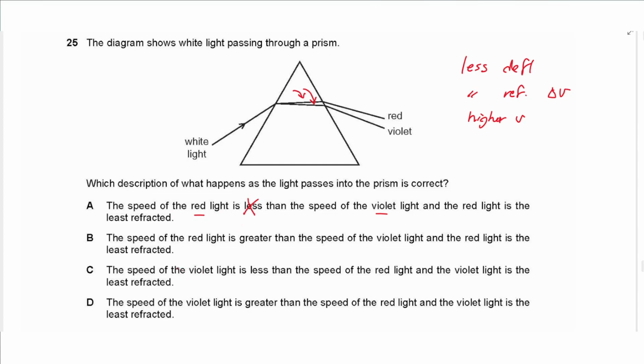So the speed of the red light is less. No. The speed of the red light is greater. Yes. The speed of the violet light is less. Yes. The speed of the violet light is greater. No. The other part of the sentence: and the red light is least refracted. That's correct. The red light is the least refracted. That is also correct. So the answer is B.